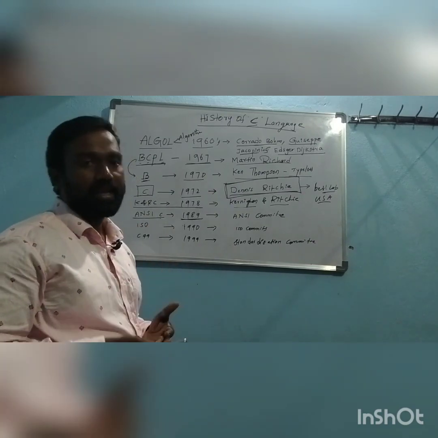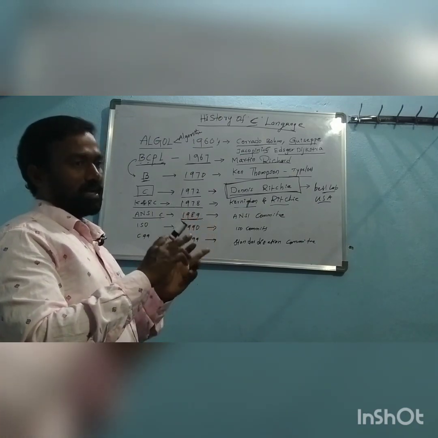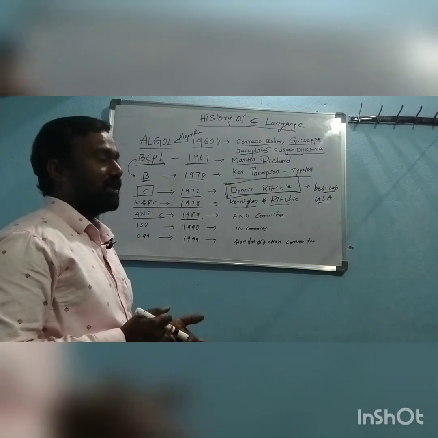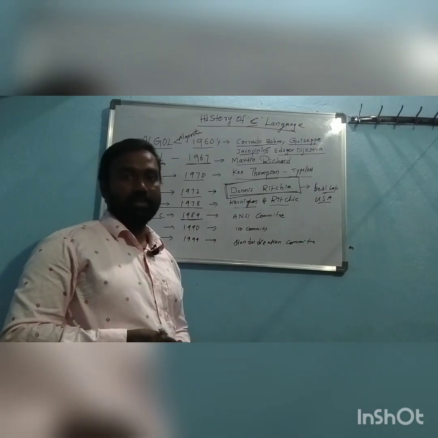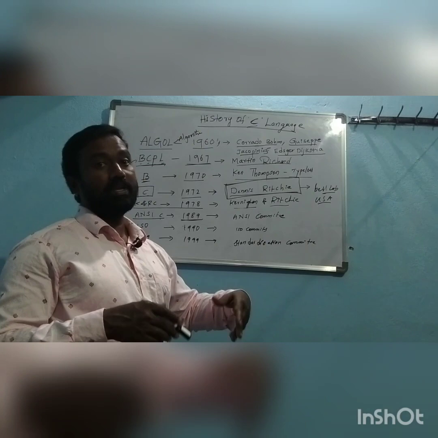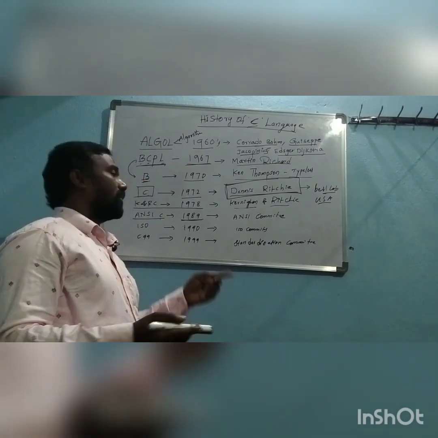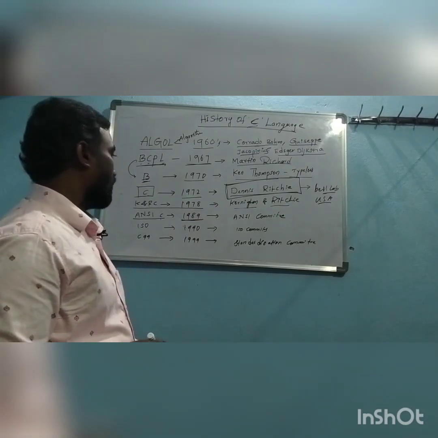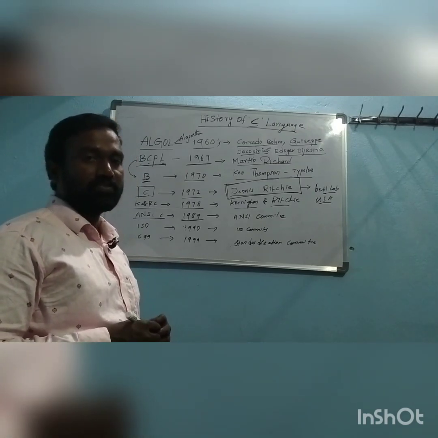So if you see any C programming book, they have named it ANSI C. That name was given by the American National Standards Committee. It is called ANSI C, and it was named in 1989. Okay, clear?